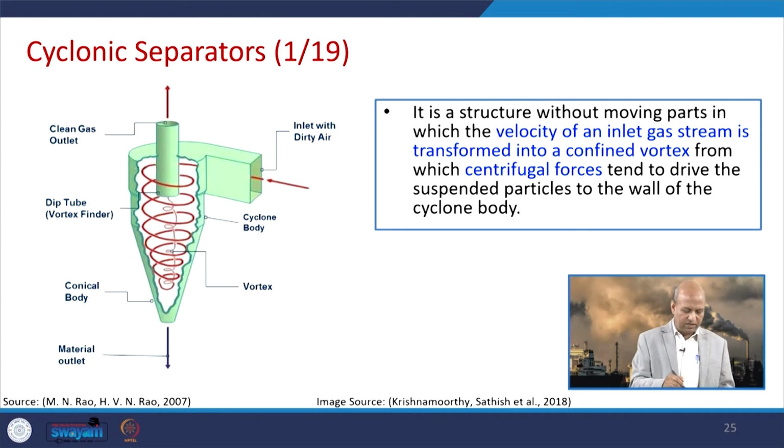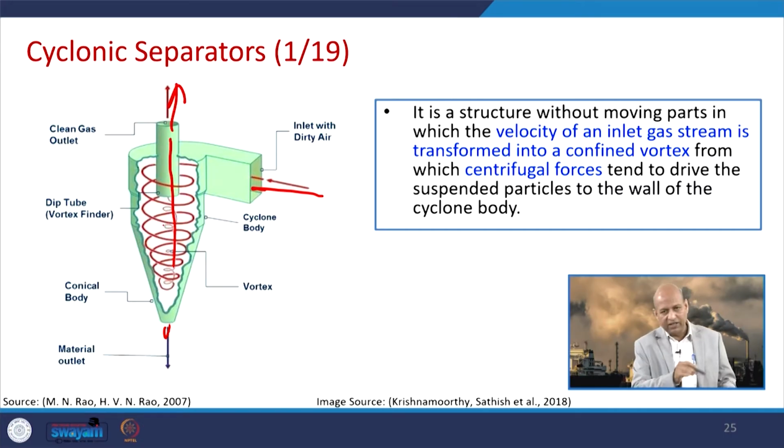For example, this inlet is there and the gas goes downwards in circular motion. Because of centrifugal force, the particles are restricted to the wall, lose their velocity and get down to the hopper. Then the gas goes up, because the outlet is in this direction.